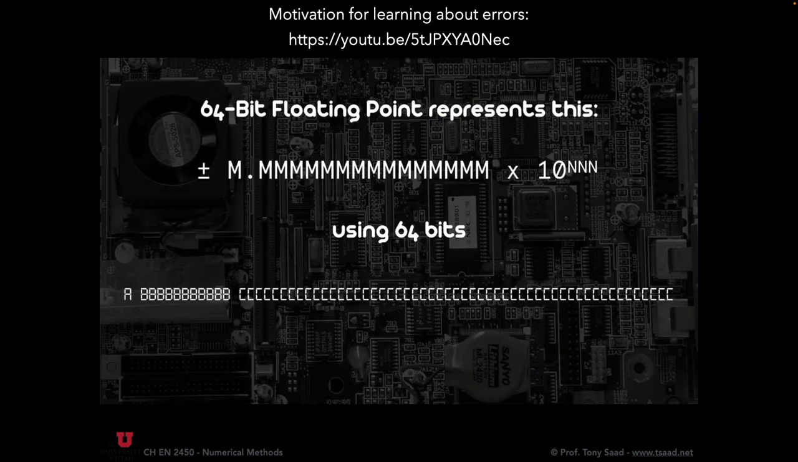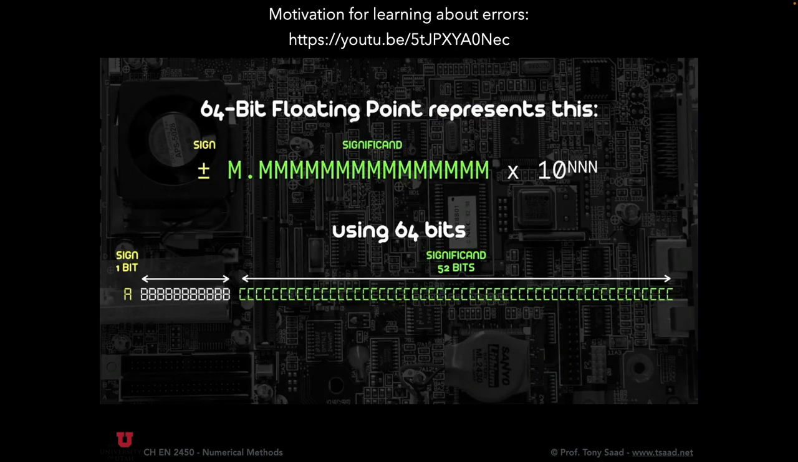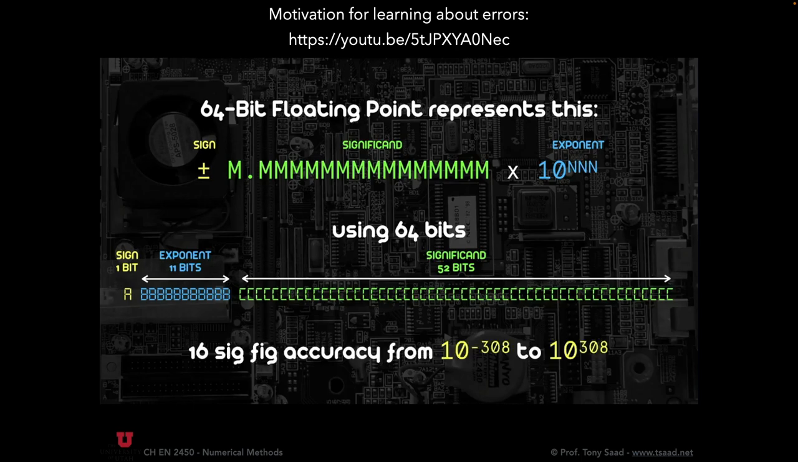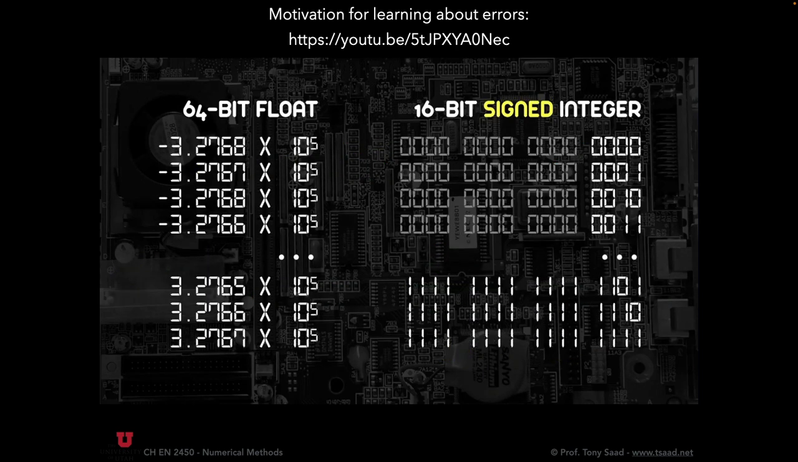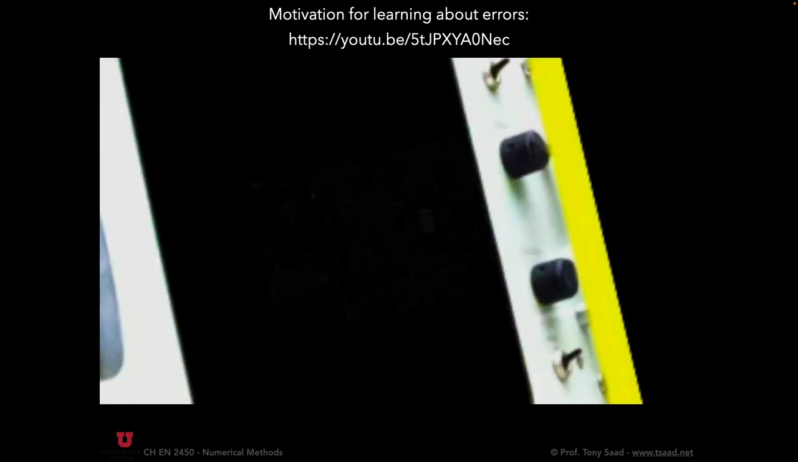Floating point numbers are stored a bit differently. They're stored as a decimal, or significand, and an exponent. The details aren't really important here. All you need to know is that 64-bit floating point can store much larger numbers than can fit into a 16-bit integer. So converting between them can be tricky when it runs out of bits. You're definitely getting the wrong answer. Overflow.